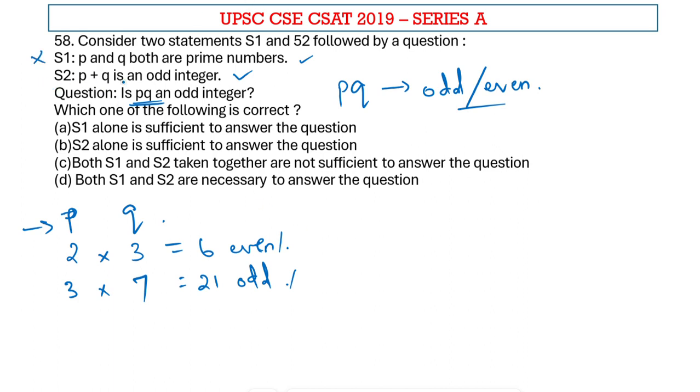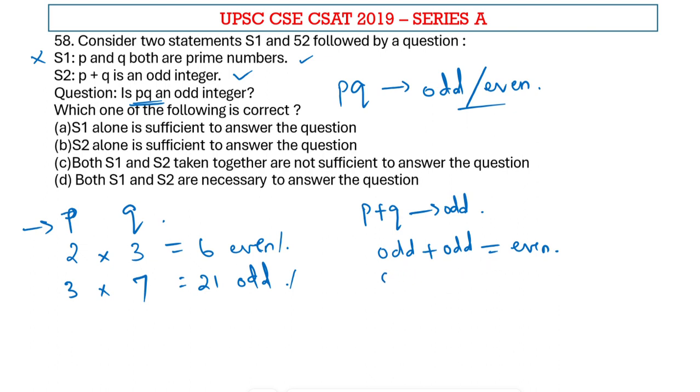Let's go to statement number 2. Statement number 2 says P plus Q is an odd integer. Now we know that an odd number plus another odd number is only going to give us an even number, right? This is a fact that you should remember. For example, 3 plus, let's say, 7 is going to give you 10, or any odd number for that matter, if you take, it's going to give you an even number as the answer.